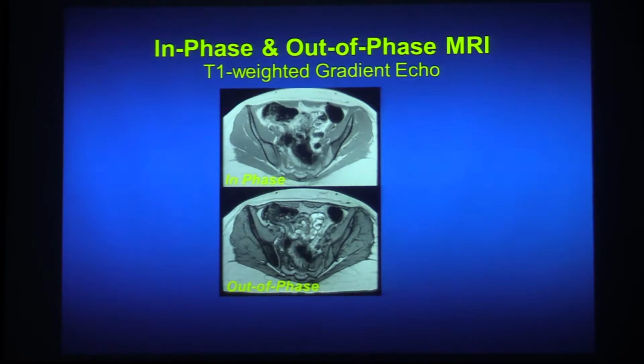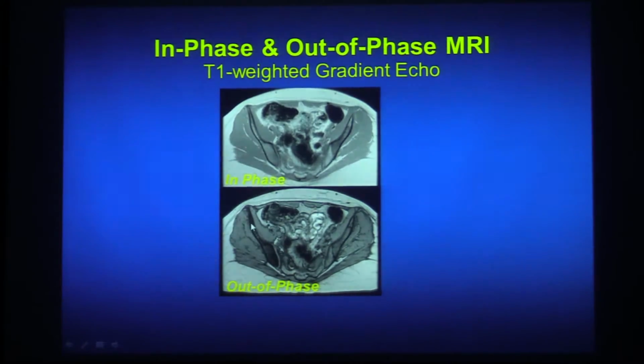So here's an example of in and out of phase MRI. We do this with gradient echo, with T1 weighted gradient echo images. And what I want you to do is compare the right iliac bone to the left iliac bone on the in phase and the out of phase image. So the subcutaneous fat is bright on both images. The right iliac bone is definitely lower signal than subcutaneous fat. The left iliac bone, lower signal than subcutaneous fat.